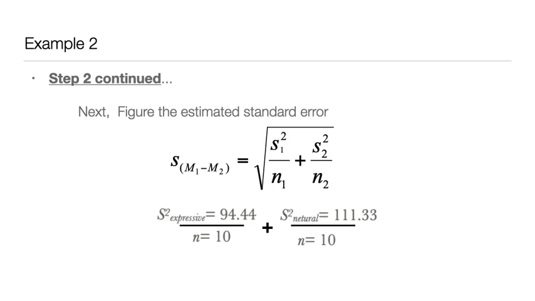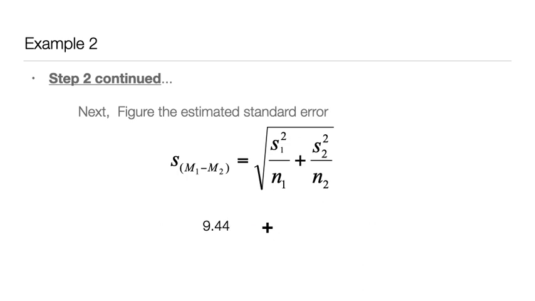When we do the math on each of those, we get 9.44 plus 11.13. When we add those values together, we get 20.57. And this is where we do the square root. So we've done all of the pieces first, and then we take the square root so that we can get rid of that variance and get down to the standard error. And so we get 4.54 as our estimated standard error for the distribution of means for this comparison distribution.